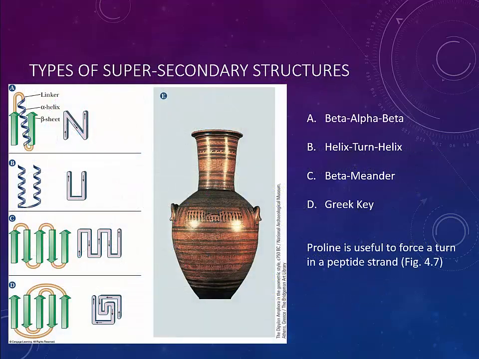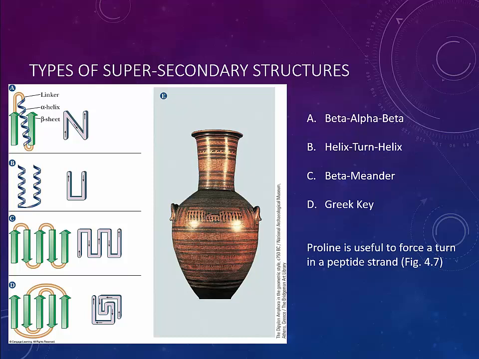Beginning to bridge the gap between secondary and tertiary structures are the super-secondary structures. These are specific arrangements of classic secondary structures, alpha helices and beta sheets. The common beta barrel is shown in figure 4.9 in your book. As the name suggests, it is a large hollow cylinder formed by beta sheets, sometimes supported by alpha helices. The structures shown here are less dramatic, but also common in protein structures.